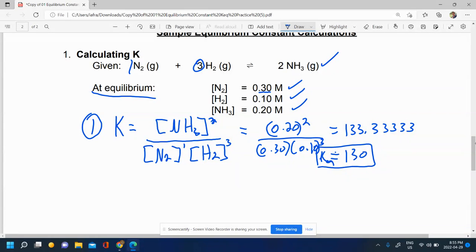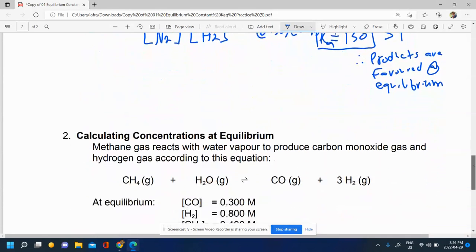And since this is larger than 1, this would mean that the products are favored at equilibrium. So that was a simple question where you had the equilibrium concentrations, and you simply had to find a K value by plugging in those equilibrium concentrations into your equilibrium expression.